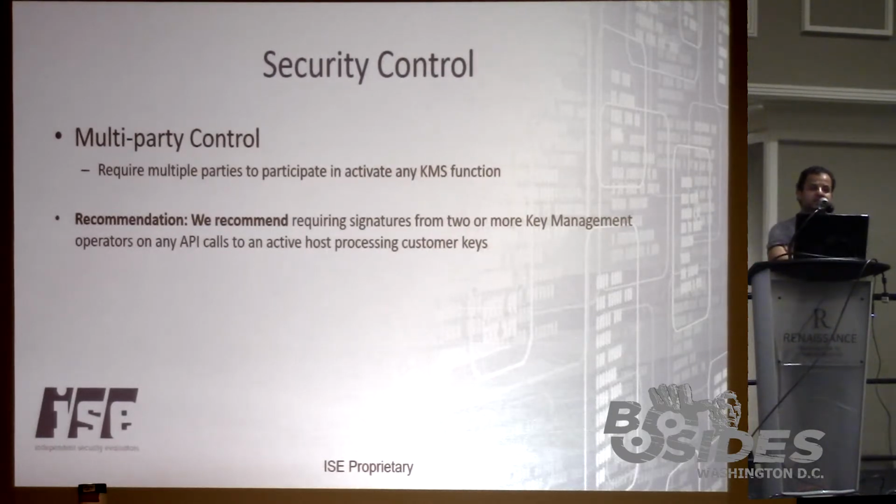Another thing that you should consider is multi-party controls. The idea here is that if you have high-value assets that are protected by keys, use multiple signatures on API calls to protect access to those keys. For example, if it's unreleased film content that you do not want to release before its release date, you would like to have multiple people, multiple signatures attached to that API call before you have access to those keys. So this is possible in multiple cloud environments.